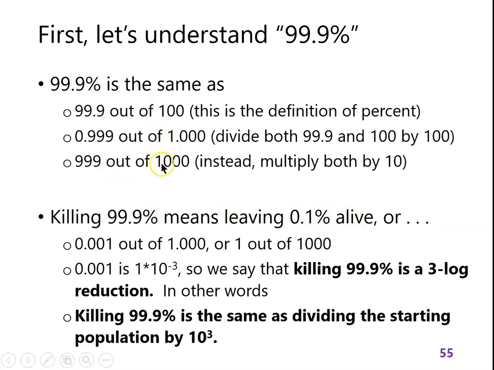So then we can go through this again and calculate what that means. It's 0.001 out of 1, or 1 out of 1,000. Either way, that is 10 to the minus 3 if we go to the ratio. And this really is the main number we should look at. This ratio out of 1 is what scientists would look at. So that is 1 times 10 to the minus 3. Killing 99.9% is a 3 log reduction. In other words, it's dividing by 10 to the 3rd power. So you take the starting population of bacteria, whatever it was, and divide by 10 to the 3rd power, or 1,000.